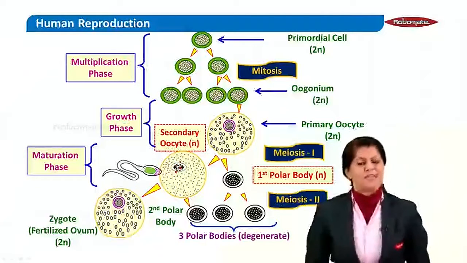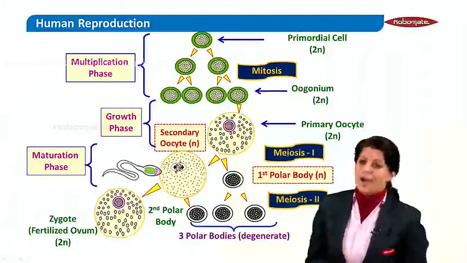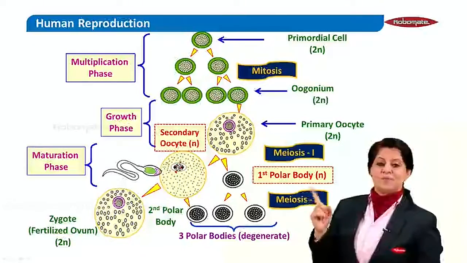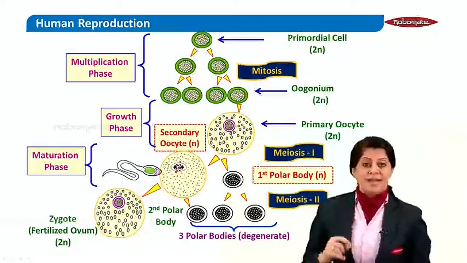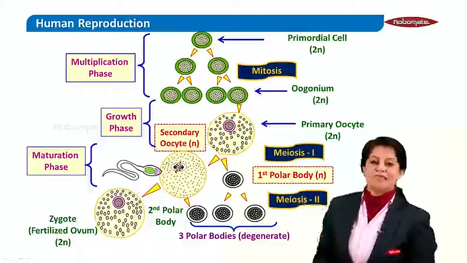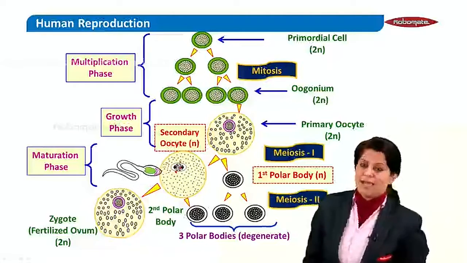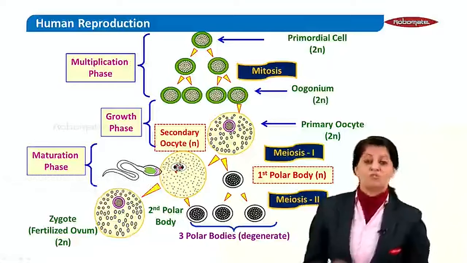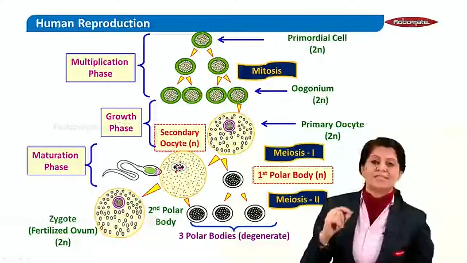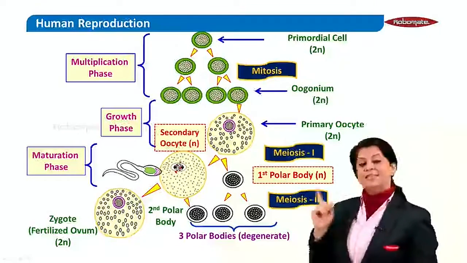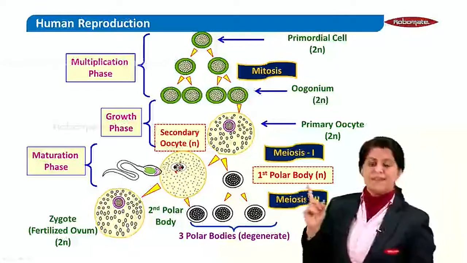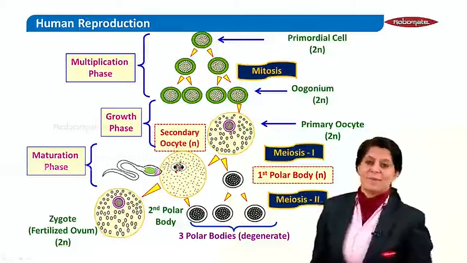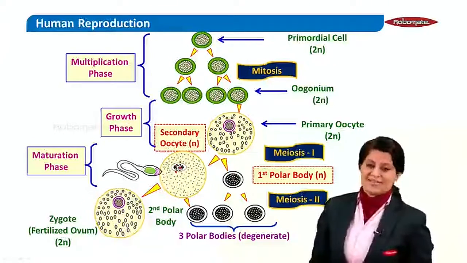So when polar bodies are degenerating, why were the polar bodies formed? See here, students, had the first polar body not been formed, the secondary oocyte would have a 2n number of chromosomes, which wasn't right for fertilization. So to retain the haploid state of chromosomes in the secondary oocyte, the first polar body had to be formed. So this is, students, the process of oogenesis.